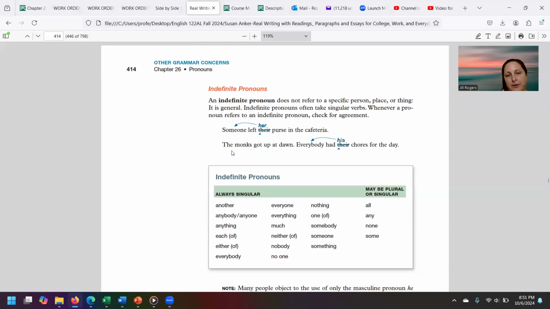So here again, our other example: the monks got up at dawn. Everybody had his chores for the day, okay? Because it's an indefinite pronoun. Here we go with a list of indefinite pronouns.